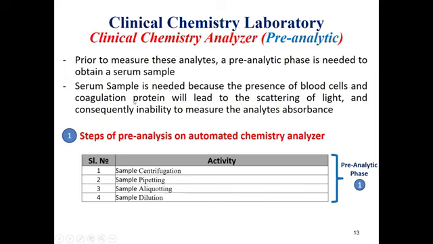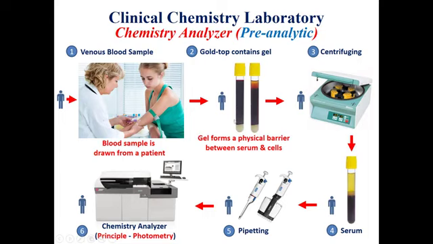The question, as we said before, is why we cannot directly measure the analytes in a blood sample, in a venous or arterial blood sample, because the presence of the blood cells and coagulation proteins will lead to the scattering of the light, and consequently an inability to measure the analytes' absorbance, which is needed to measure the concentration of these analytes.